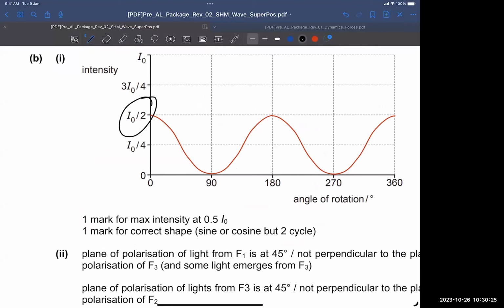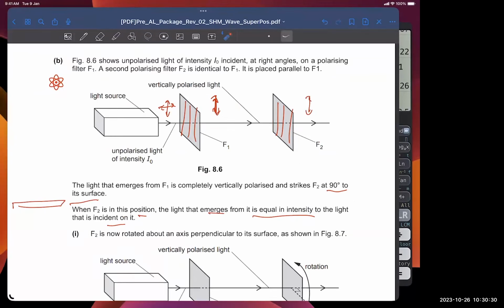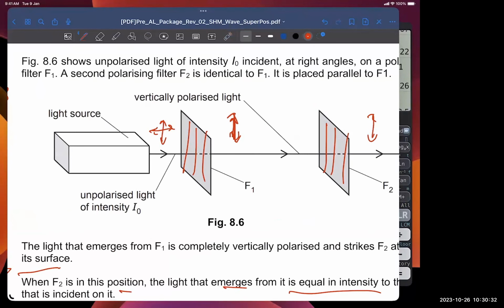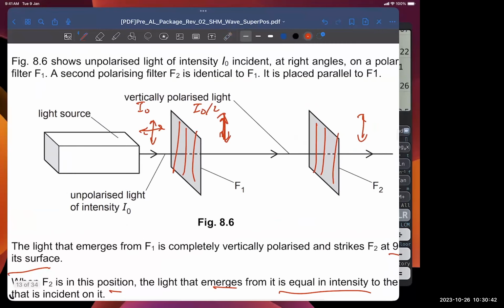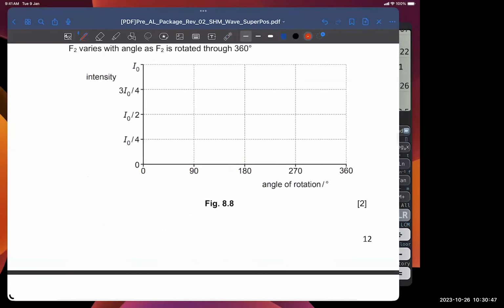So this one is not I naught, I think this is the main trick here, because here you start off at I naught intensity. But once you pass through one polarizer, it becomes I naught over 2. Then now you start to draw. You are trying to draw the intensity after F2. If it's at 0, it will be parallel. So this is parallel. This is also parallel. This is perpendicular, and perpendicular.